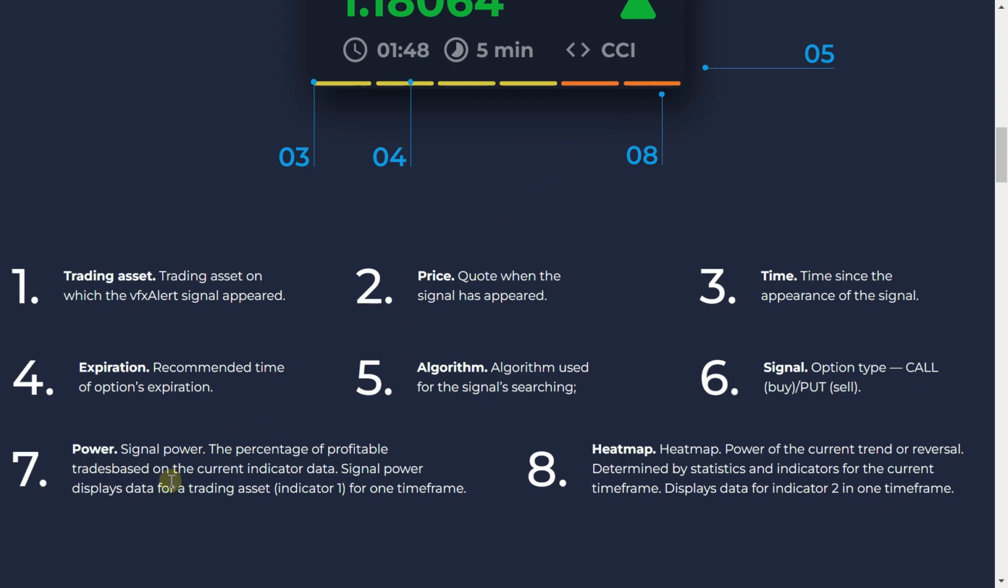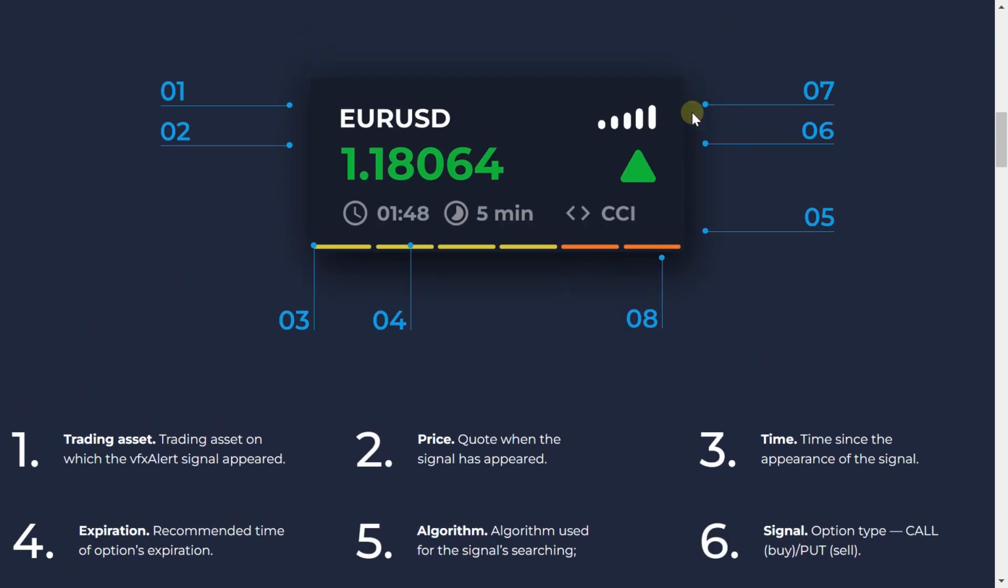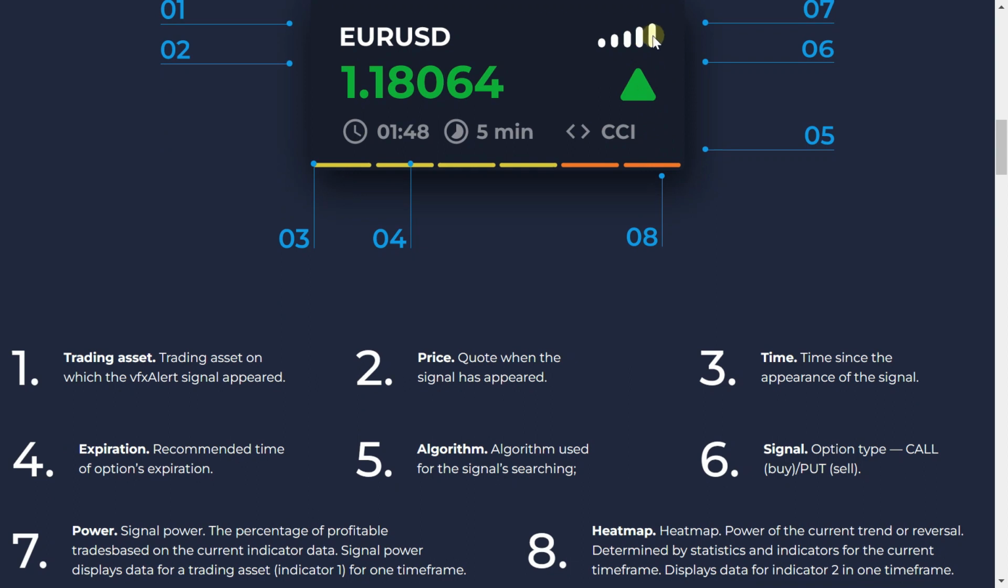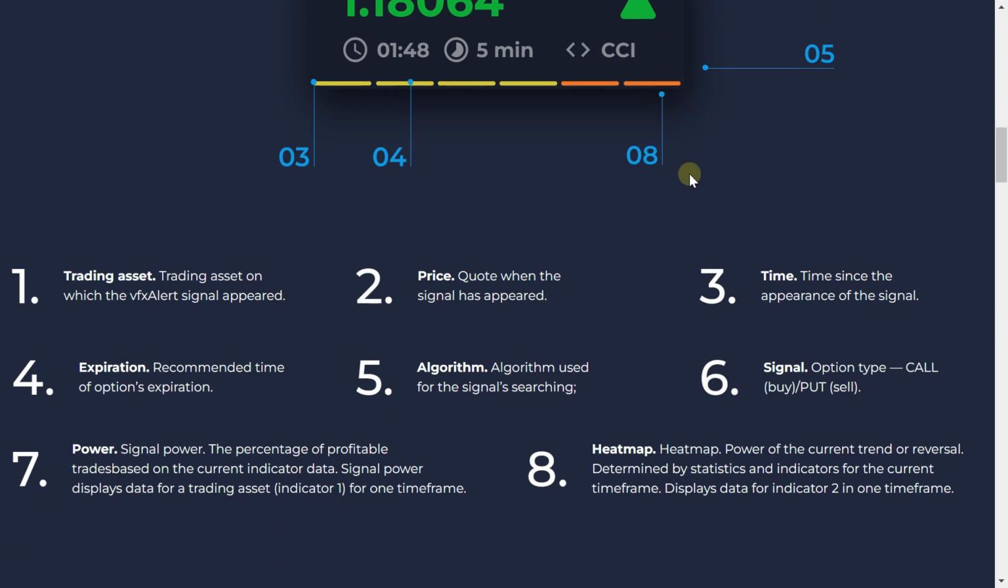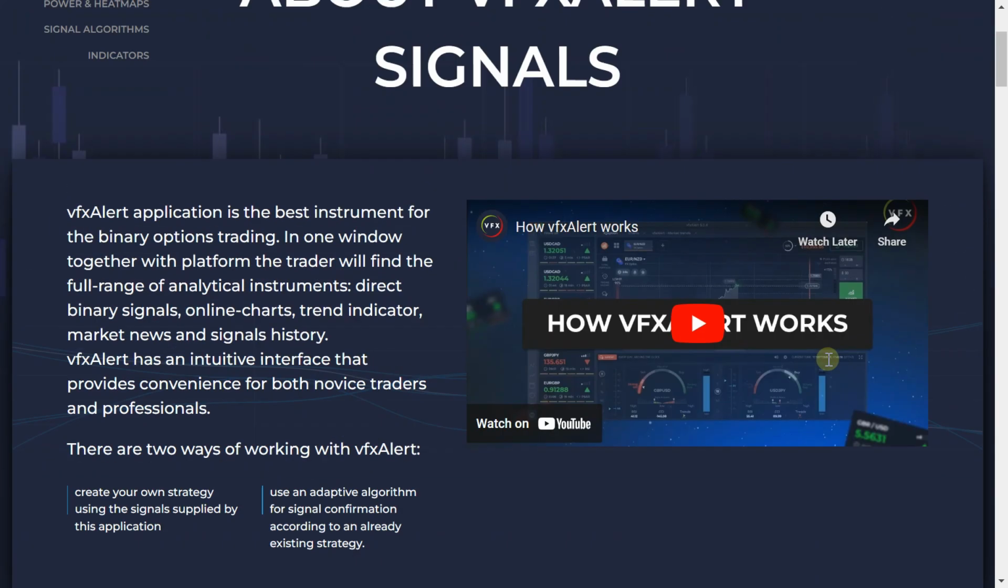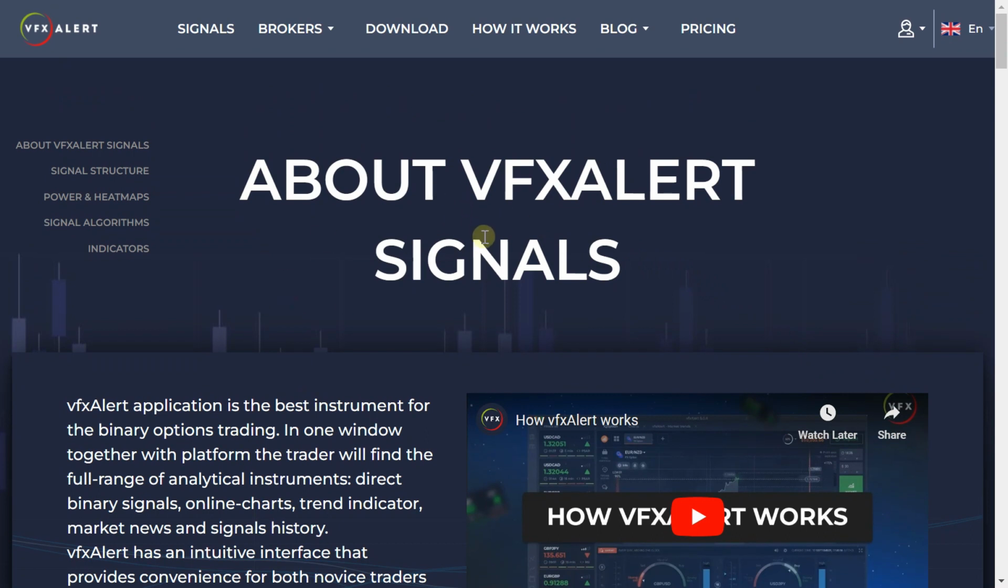Number 7 represents the signal power. So this is the signal power. The more the bars, the stronger the signal. So if you get 4 bars, 5 bars, that's a very strong signal to either buy or sell. And lastly, number 8 represents the heat map. So the heat map is the power of the current trend or reversal, and it is determined by statistics and indicators for the current time frame. So it displays data for 2 indicators in 1 time frame. So that's ideally how the signal is taken.